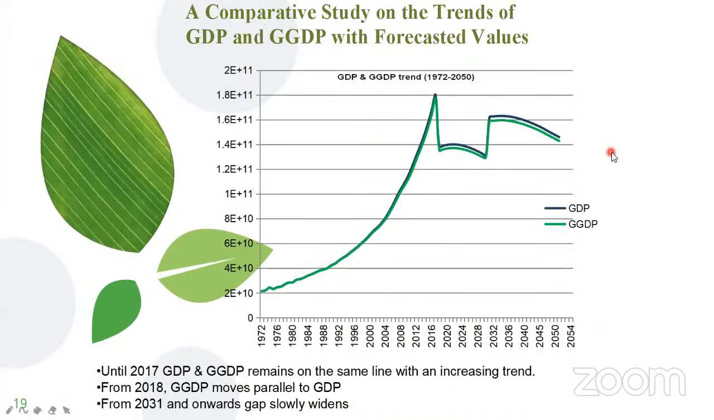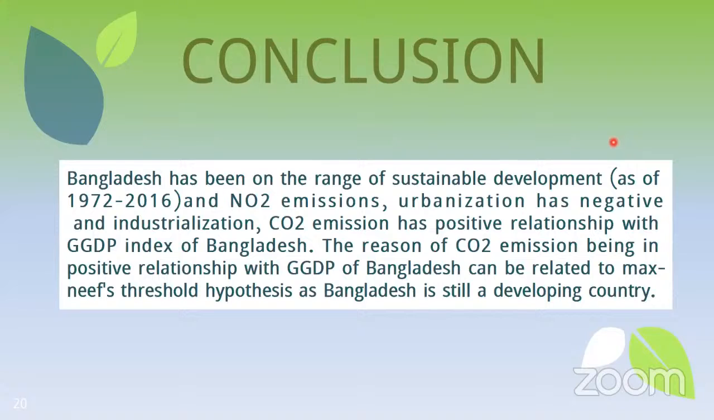So after all the tests, when we tested all the variables and tested the sustainable development of Bangladesh in terms of green GDP for 45 years, from 1972 to 2016, it has been seen that Bangladesh has been in the range of sustainable development in those years. If we look at what affects the green GDP of Bangladesh, we can see that nitrogen oxide emission and urbanization affect green GDP negatively, whereas industrialization and carbon dioxide emission have a positive relationship with the green GDP of Bangladesh.